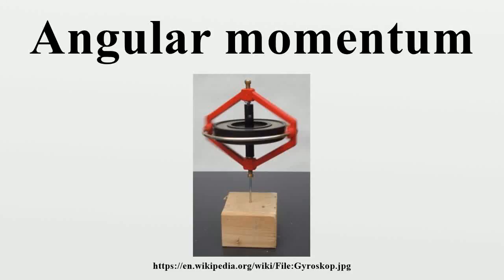In physics, angular momentum is the rotational analog of linear momentum. It is an important quantity in physics because it is a conserved quantity. The angular momentum of a system remains constant unless acted on by an external torque. Angular momentum is related to the rotation or revolution of matter.